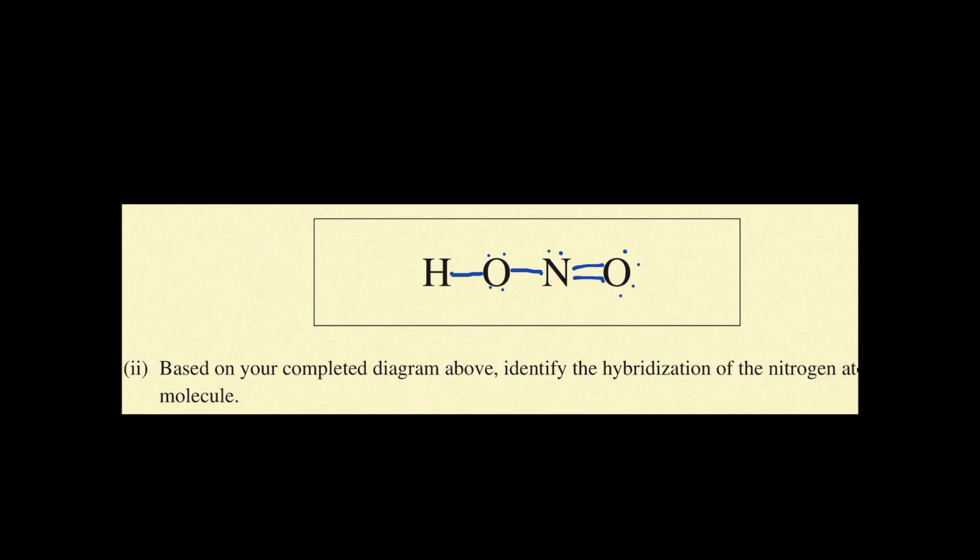We see that nitrogen has 2 bonding sites on either side that have bonds, and 1 more bonding site with the 1 lone pair, so its hybridization is sp2.